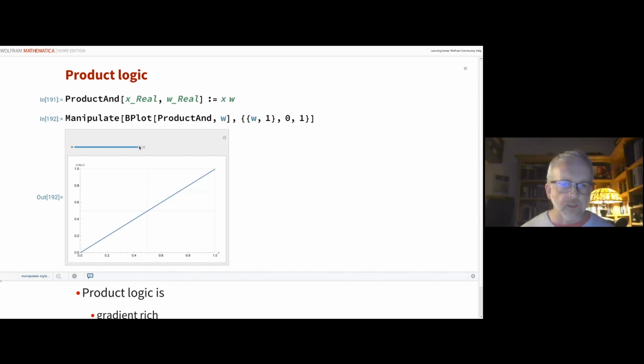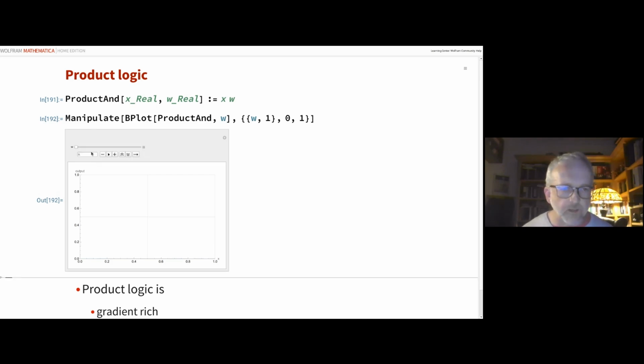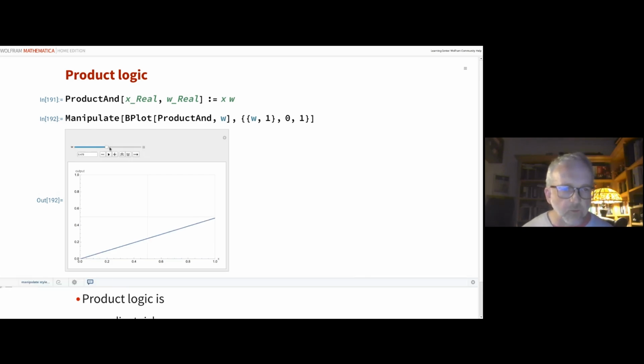Now let's set the learnable weight to 0. And you can see now it does act as a mask. No matter what the input value, the output is always 0. So product and is acting just like logical and at those two extremes of the weights. But let's look at what happens at intermediate values. If we set the learnable weight to say something like 0.6, okay.